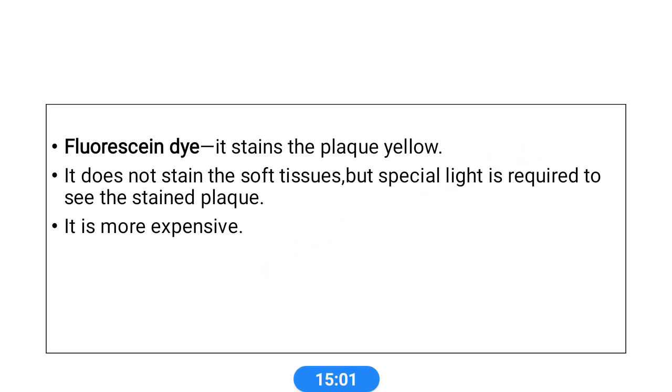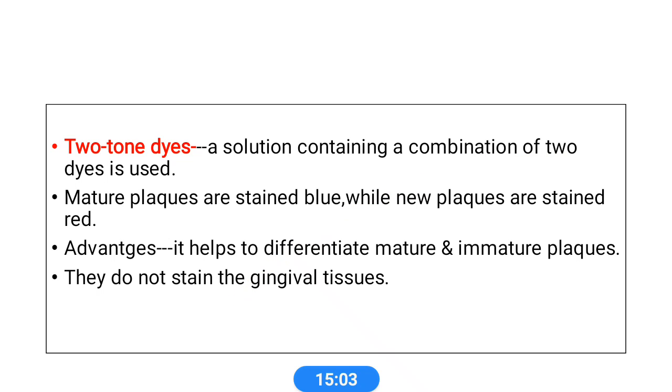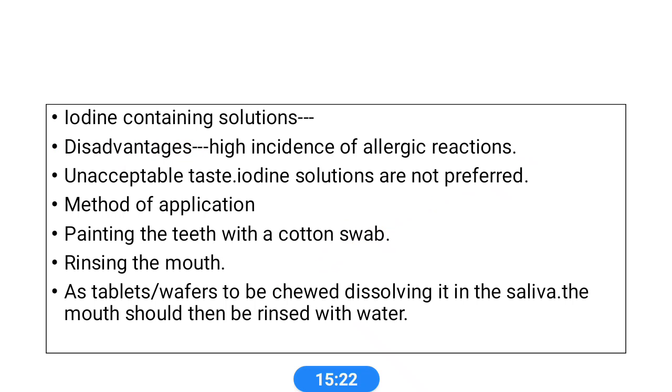It is more expensive. Two-tone dye is a solution containing a combination of two dyes. Mature plaques are stained blue while the new plaques are stained red. The main advantage of this method is that it helps to differentiate mature and immature plaques. They do not stain the gingival tissues. Iodine containing solutions have main disadvantages: high incidence of allergic reactions and unacceptable taste. Iodine solutions are therefore not preferred.